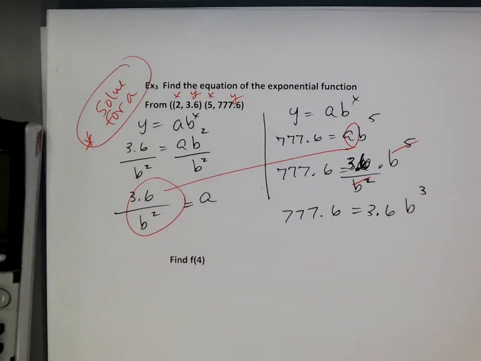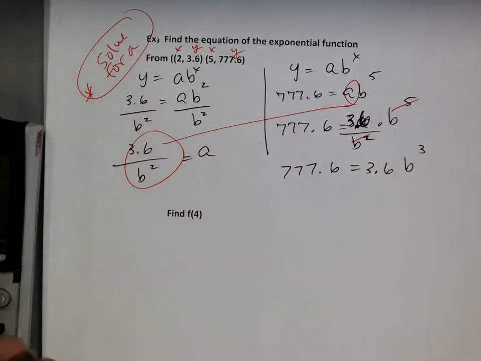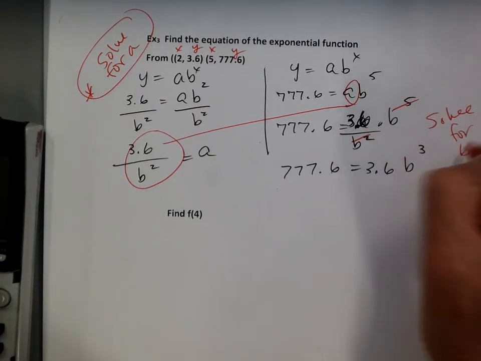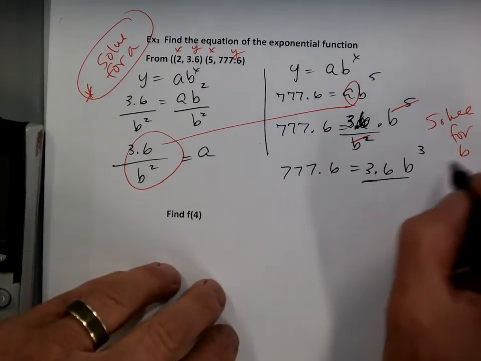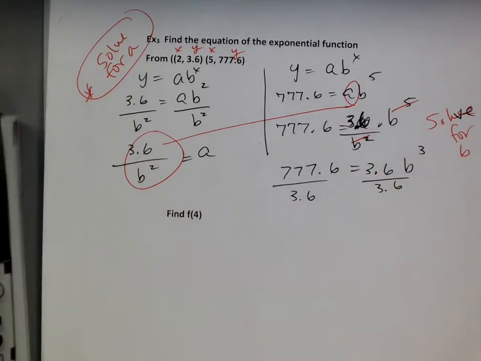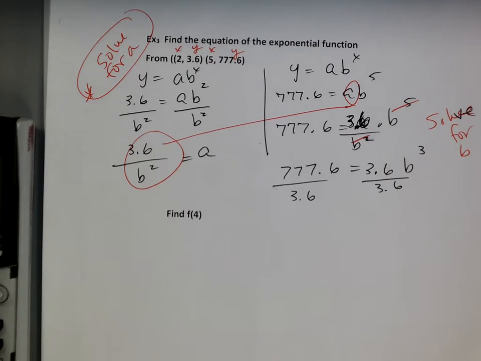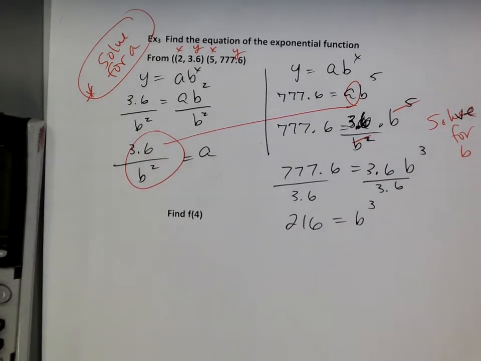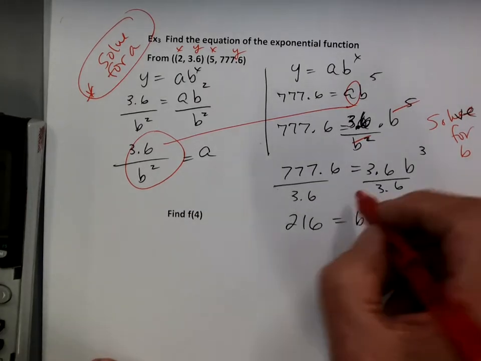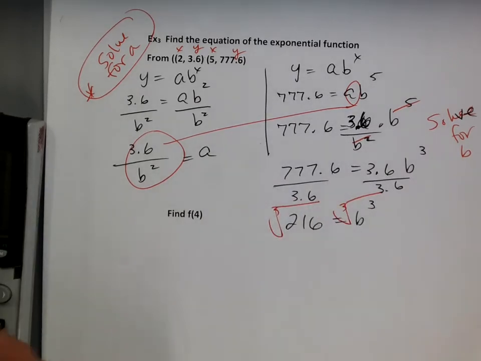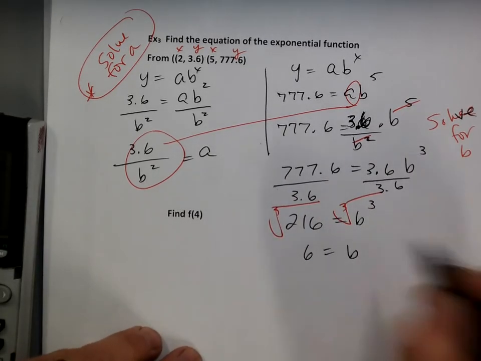All right, now I might need my calculator because I got to solve for b. So I'm going to divide by 3.6. Okay, so calculator time, what is 777.6 divided by 3.6? Oh, it's 216 equals b to the 3rd power. Keep solving for b. Cube root, right? Opposite of b cubed is cube root of both sides, and the cube root of 216, believe it or not, is 6. Okay, so b is 6.